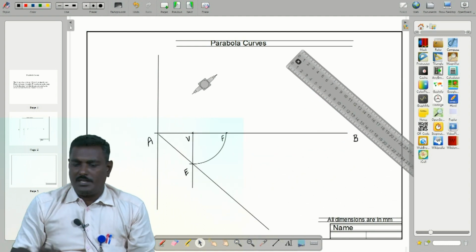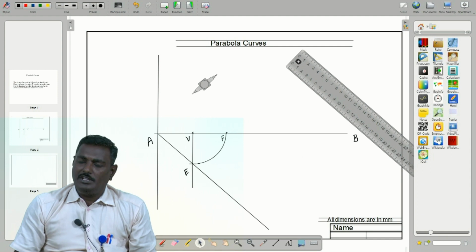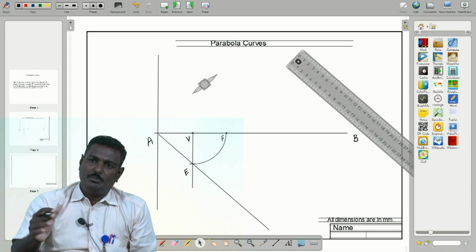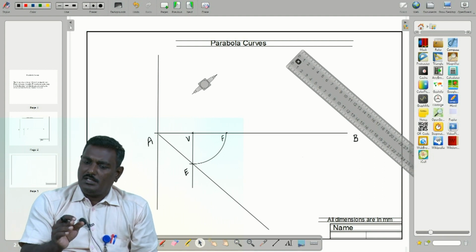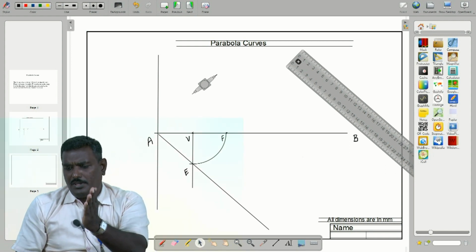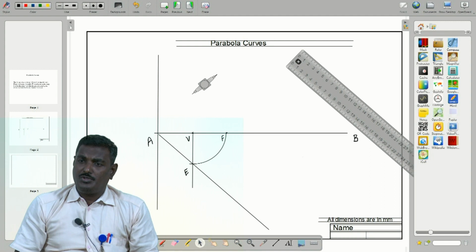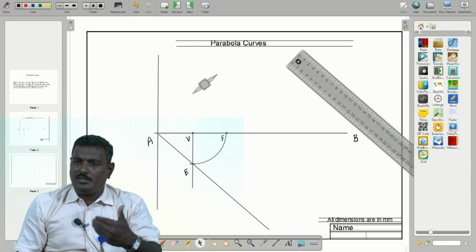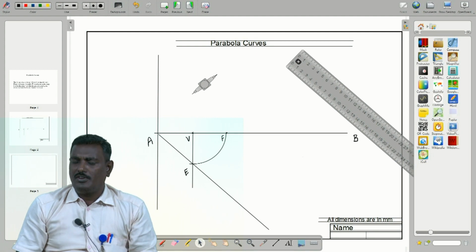Yeah, draw AE extended line. The next step: from the vertex, you have to divide the axis line unequally, no need for equal. Take any number of points, either 4, 5 or 6, on the abscissa from V to B. Don't take too many points. If you take many points, the time consumption is more and you have to spend a lot more time. So you have to cut short by taking a limited number of distances.